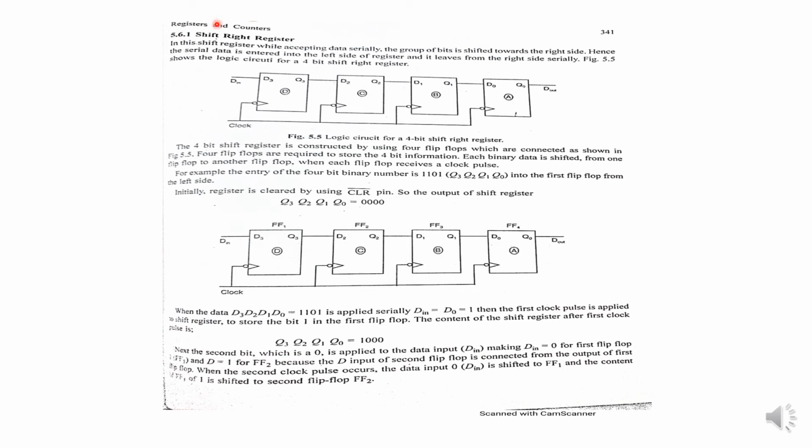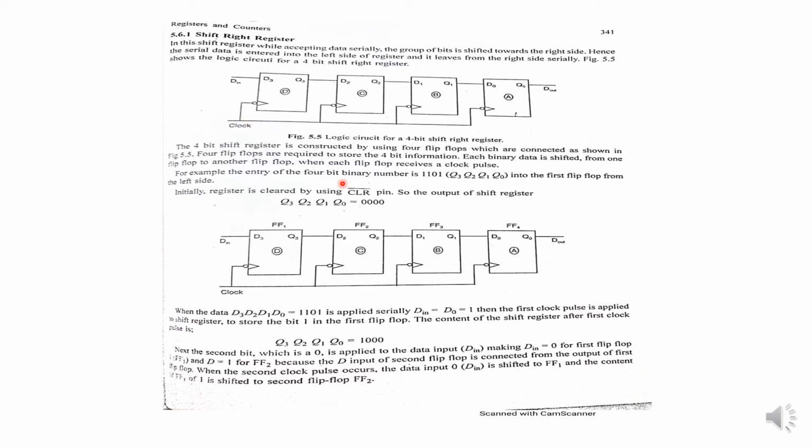This is the shift right register, very important. Just try to understand the concept. Shift right means I have used D flip flops. These are the flip flops A, B, C and D. The data is D3, D2, D1 and D0. This is D in, the data in, this is D out, and this is the clock pulse. For its operation, the clock pulse must be high.